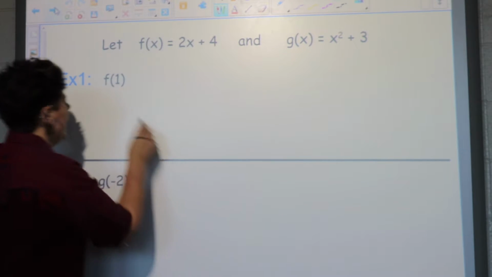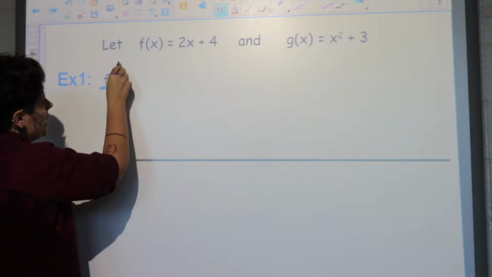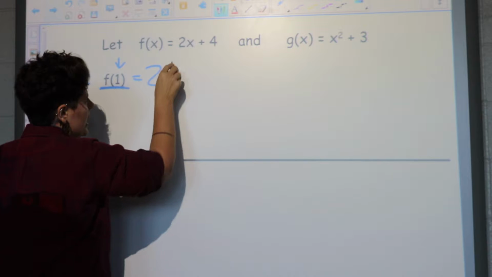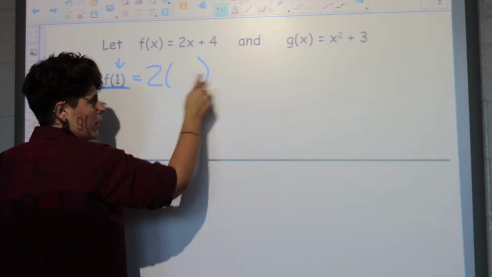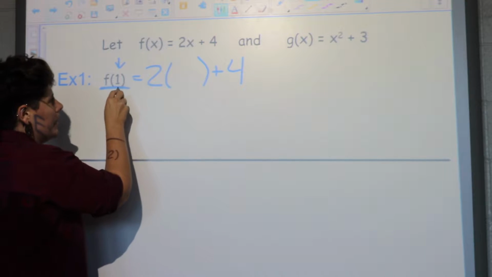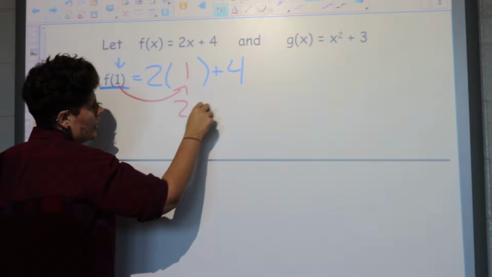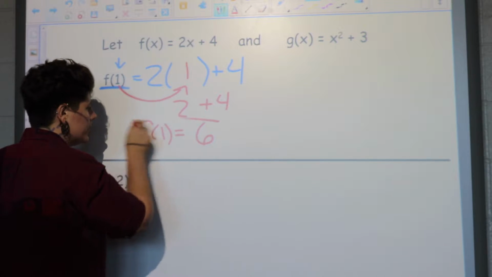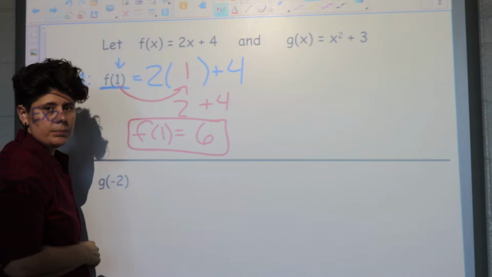So here, I know I'm using the f function because it says f. And instead of plugging in an x, I'm going to be plugging in a 1. So I'm going to write my f function, and I'm going to leave a blank for my value. So 2 times blank, because that's where the x was, plus 4. And instead of plugging in an x, I'm going to be plugging in a 1. So now I can say 2 times 1 is 2. 2 plus 4 is 6, which means that f of 1 equals 6. So the value of f at 1 equals 6.